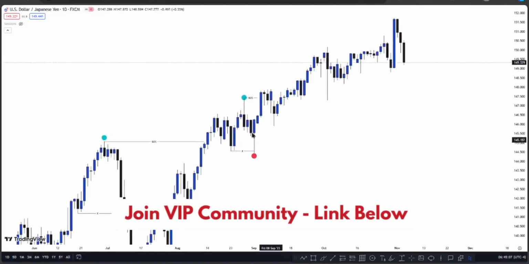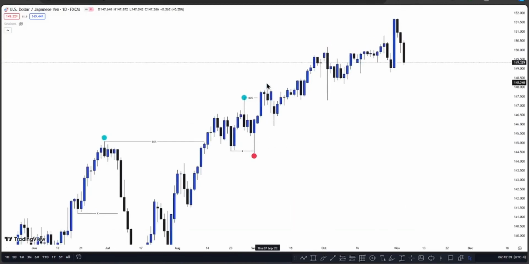So now it printed a new high. Is this a valid high? For it to be a valid high, it has to take out inducement, and inducement has to be here. This is where your inducement is supposed to be for this high to be confirmed as a valid high. And as you can see, it didn't happen, and it printed a new structure high here.